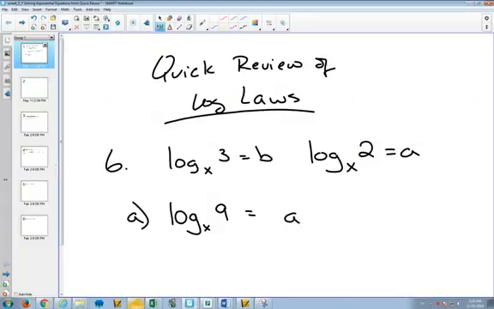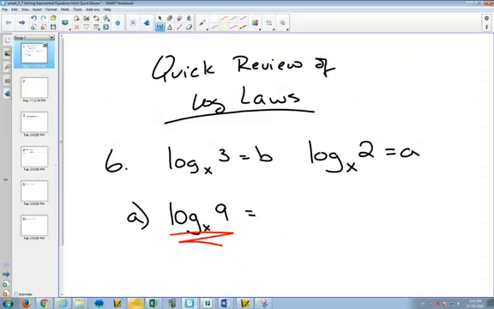So first of all, when the question says in terms of a and b, it means that your answer has to have a's and b's. It can have numbers in front. It might be this, it might be something else, but that's what in terms of a and b would be. So we know that a is equal to log x of 2, and we know that b is equal to log x of 3. So our job is to think, how can we rewrite log x of 9 using only log x's of 3 and log x's of 2? Or maybe it's just one of them.